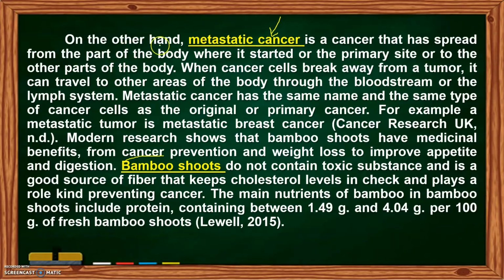So this one, on the other hand, metastatic cancer, is a cancer that can spread from part of the body where it started or primary site or to the other parts of the body. When cancer cells break away from tumor, it can travel to other areas of the body through the bloodstream or the lymph system. Metastatic cancer has the same name and the same type of cancer cells as the original or primary cancer. For example, a metastatic tumor is metastatic breast cancer. Okay, ayan. So this one, ito namang sentence na to, yan naman yung nag-serve as their transition sentence.